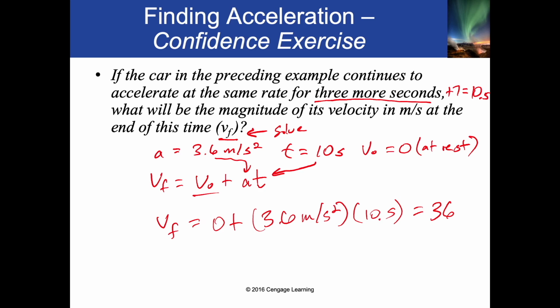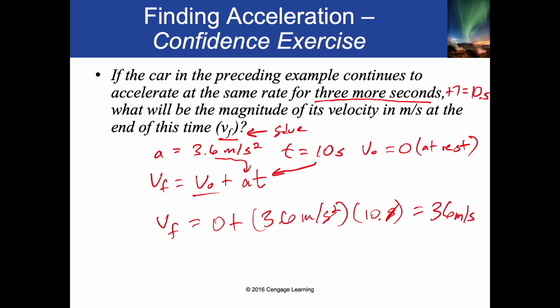And then what is our unit going to be? Meters per second. Why? Because this S here cancels out one of the S's over here, and now you're left with meters per second. Only one of these S's, not both, just one of them, okay? And that's how you solve for final velocity. It's that simple.